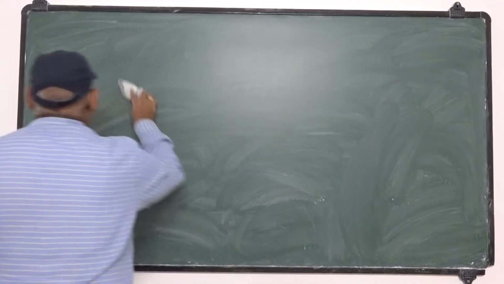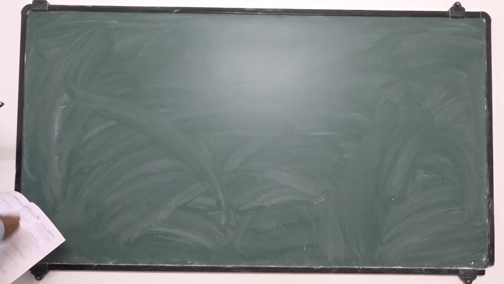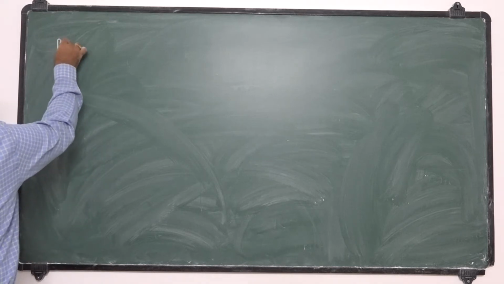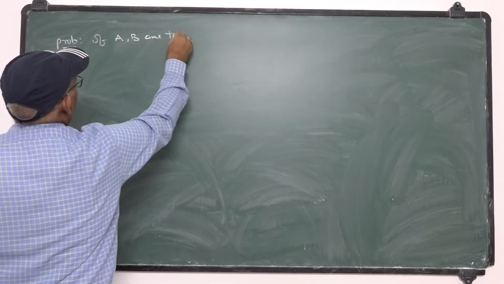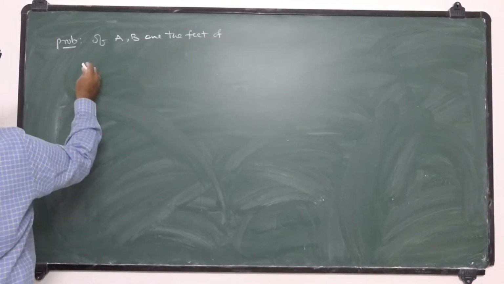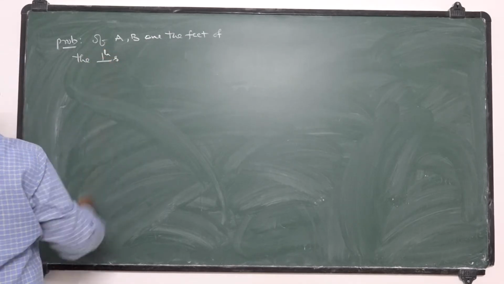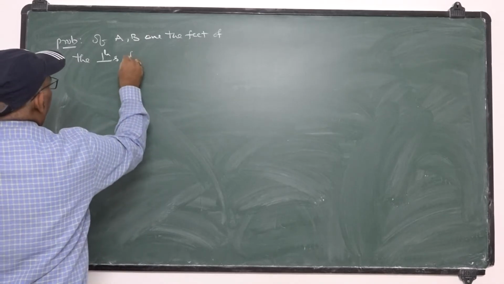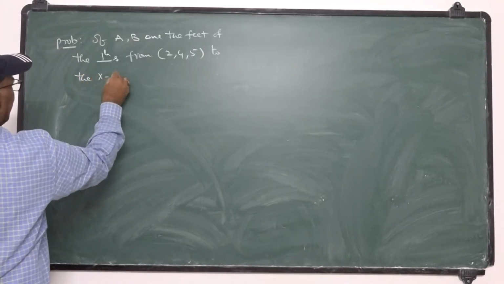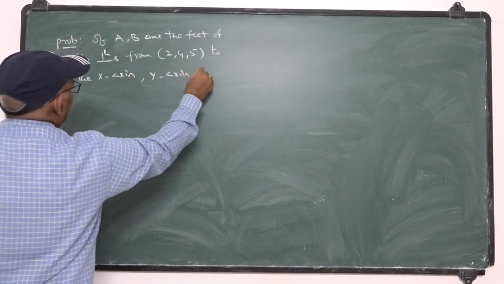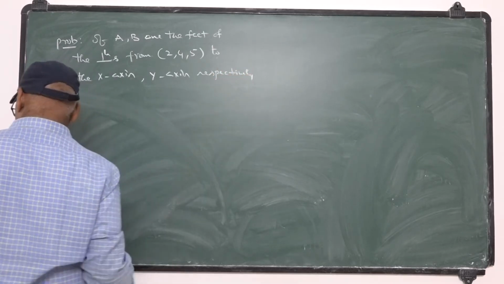Next, basic. This is also basic. If A, B are the feet of the perpendiculars from 2, 4, 5 to the x-axis, y-axis respectively, then A.